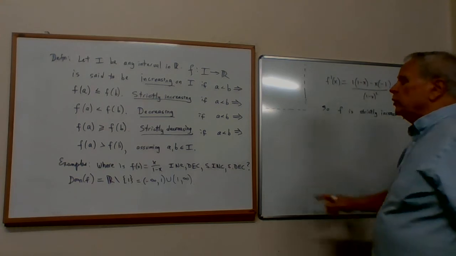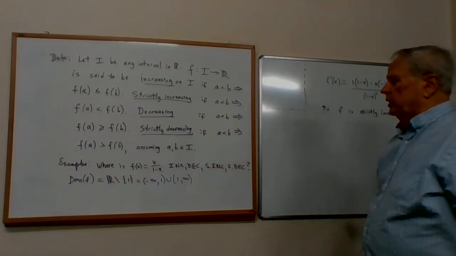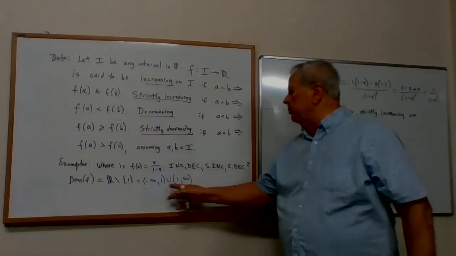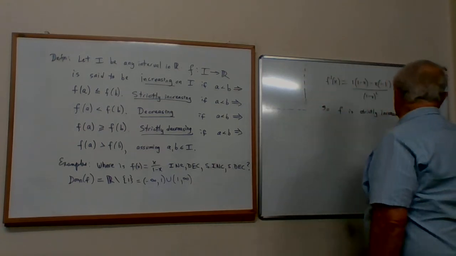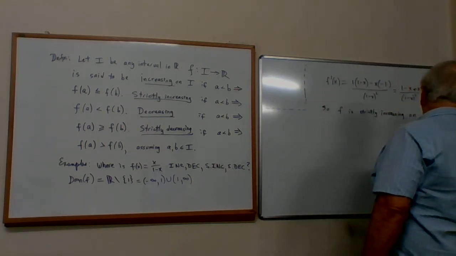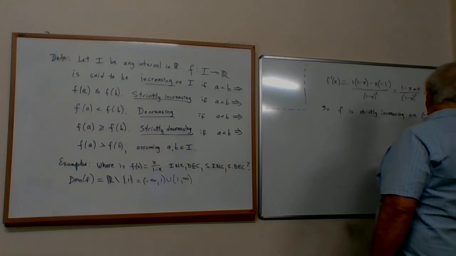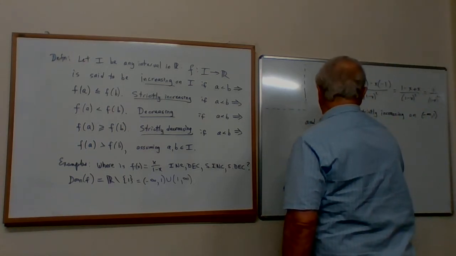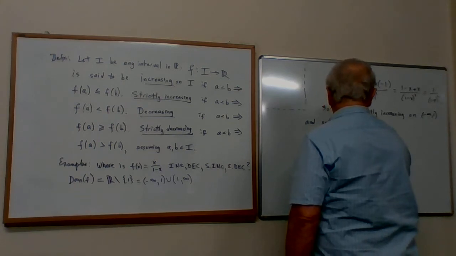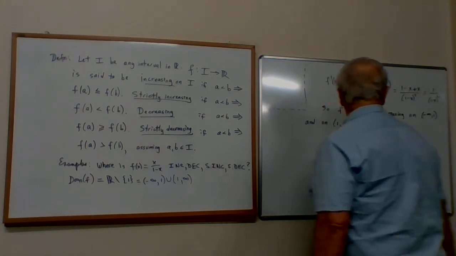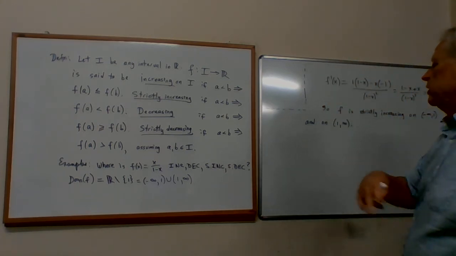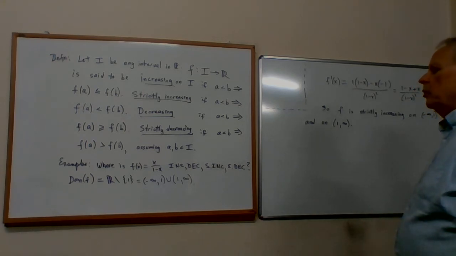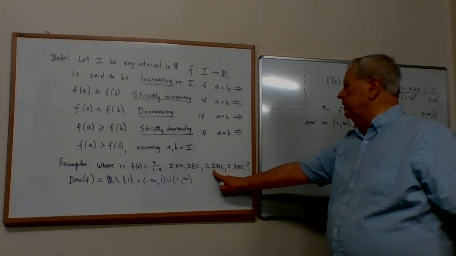But we defined strictly increasing for intervals. And the domain is made up of 2 intervals. So it's strictly increasing on each of them, on -infinity to 1 and on 1 to infinity. Okay? It's never decreasing, never strictly, okay? It's always strictly increasing.